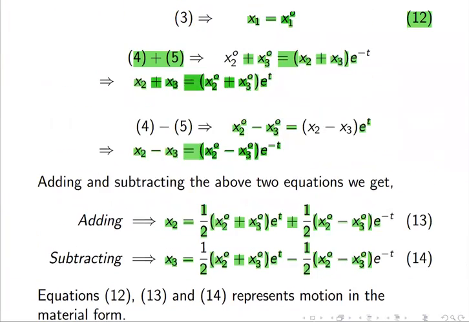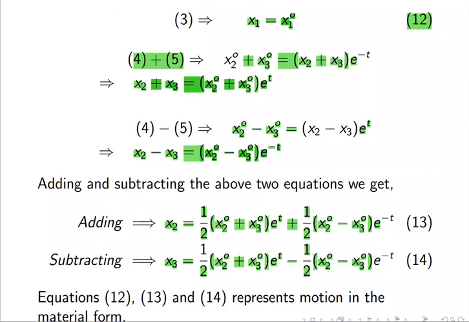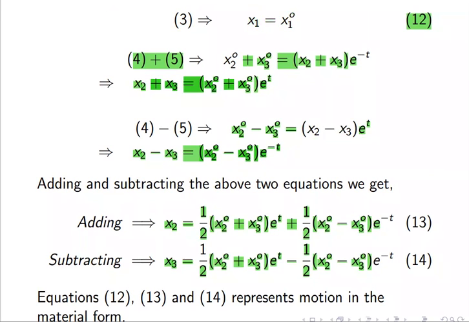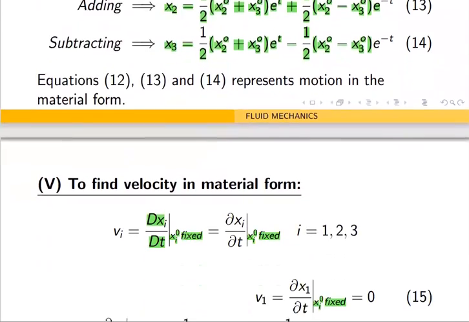x1 is nothing but equation 12. What is equation 12? Equation 12 is this. So we differentiate this with respect to t, xi naughts fixed. There's no t at all here, so with the differentiation, V1 will become 0.